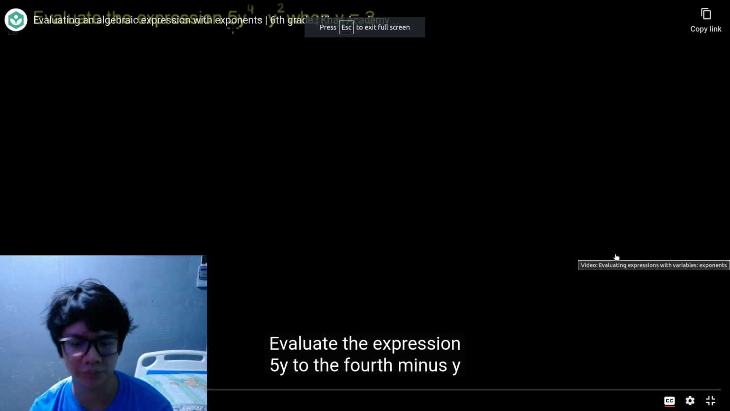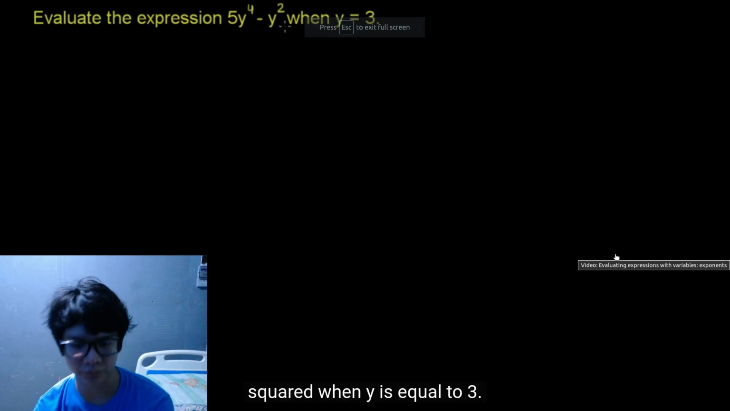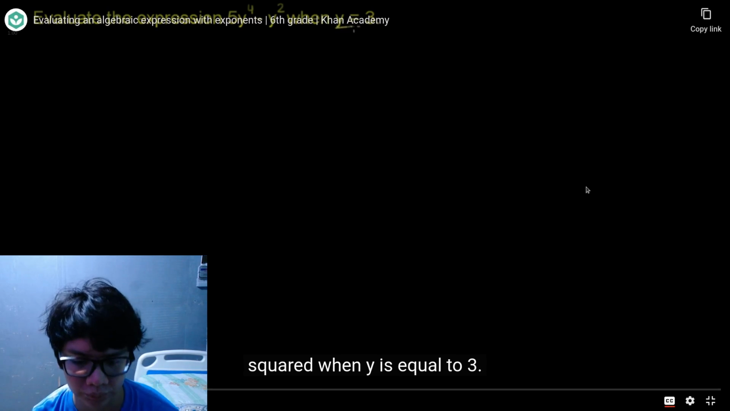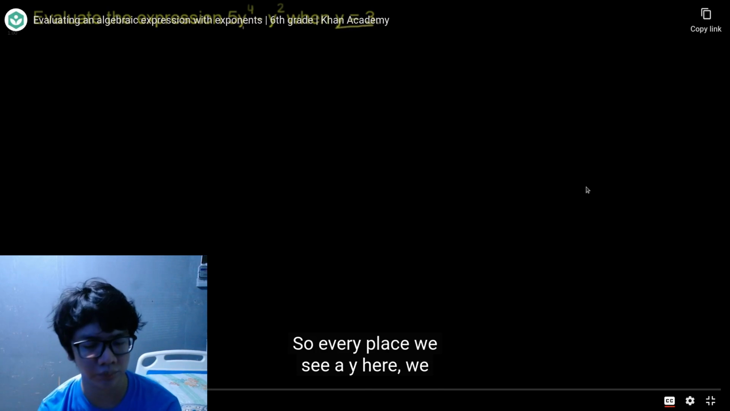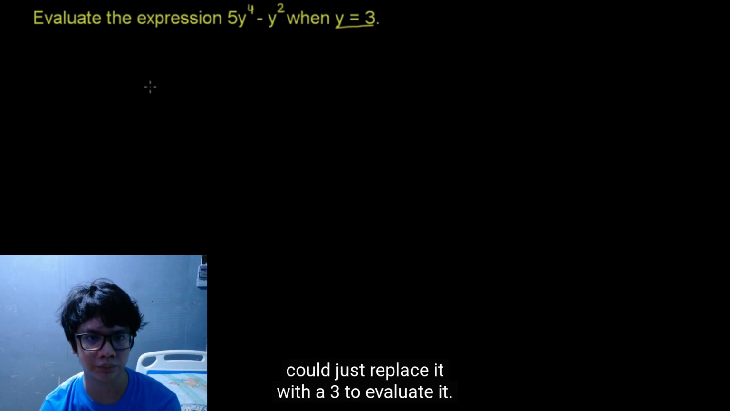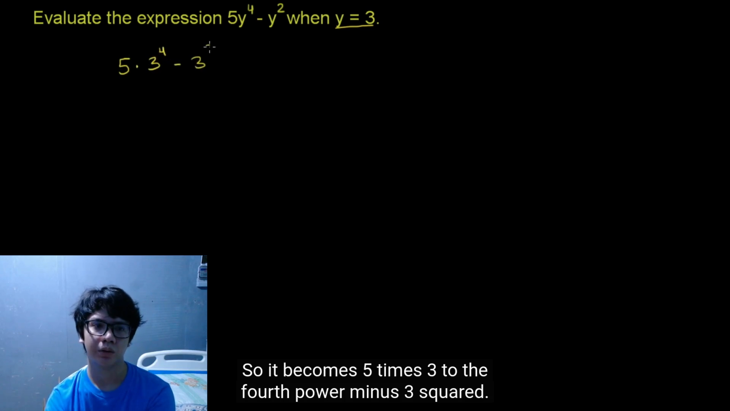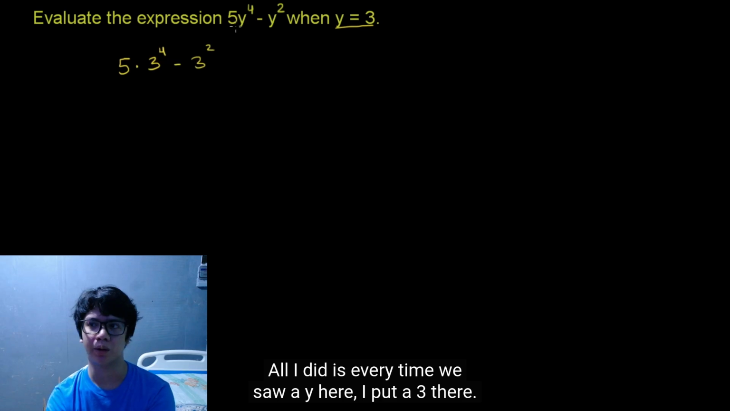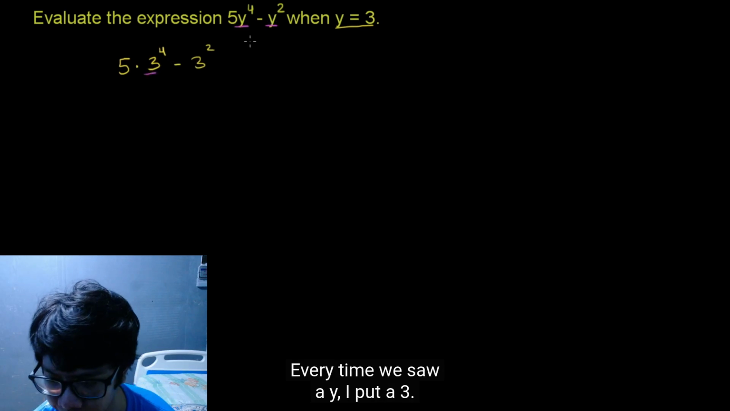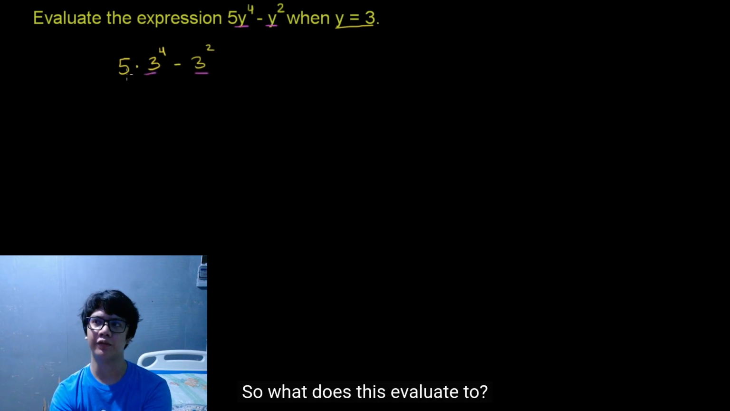Evaluate the expression 5y to the fourth minus y squared when y is equal to 3. So every place we see a y here, we can just replace it with a 3 to evaluate it. So it becomes 5 times 3 to the fourth power minus 3 squared. All I did is every time we saw a y here, I put a 3 there. So what does this evaluate to?